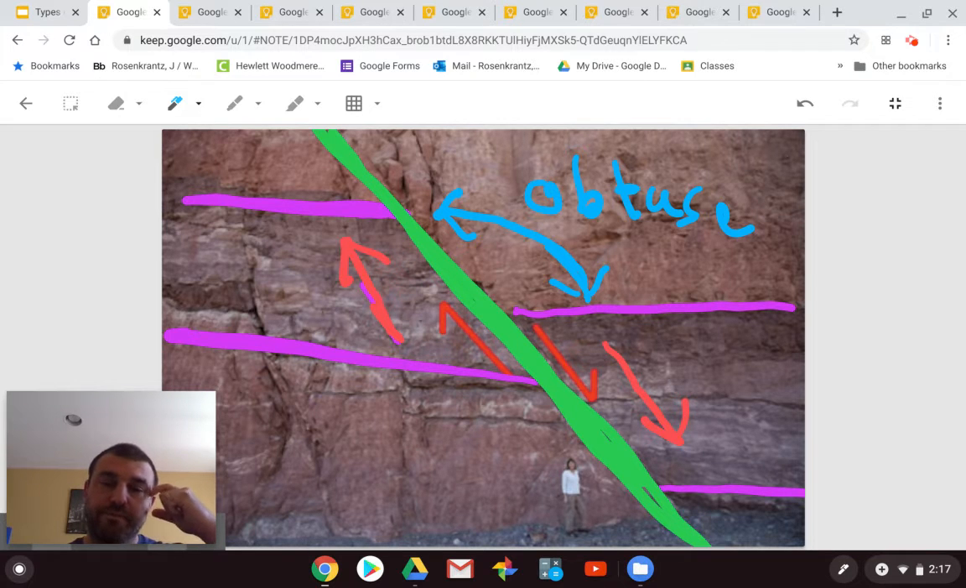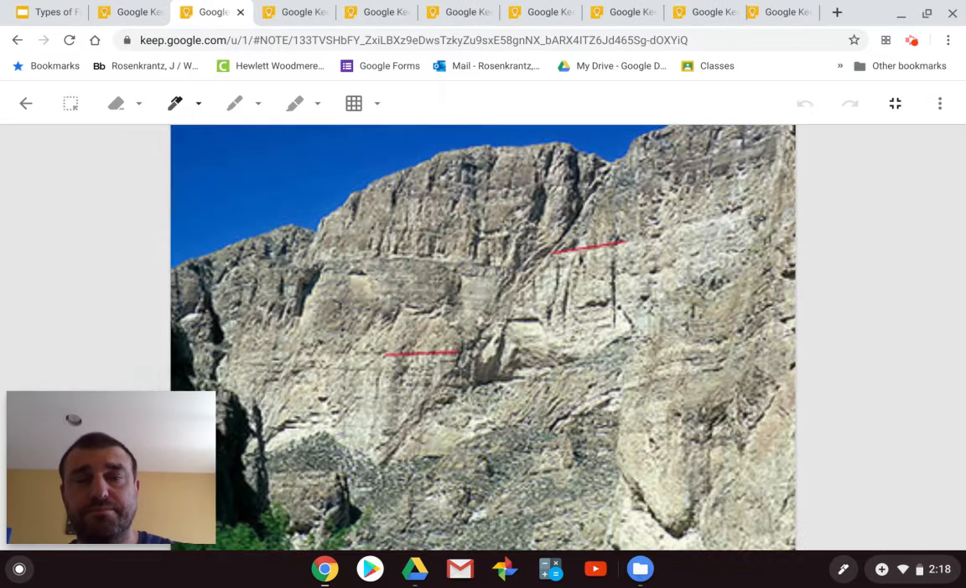So if you were hiking in a park and you came across an exposed cliff of rocks and you saw a huge fault, you now have enough knowledge to maybe know that fault might have been caused by a divergent boundary if the angle was obtuse. And if the angle was acute, it was caused by a convergent boundary. Let me show you one more.